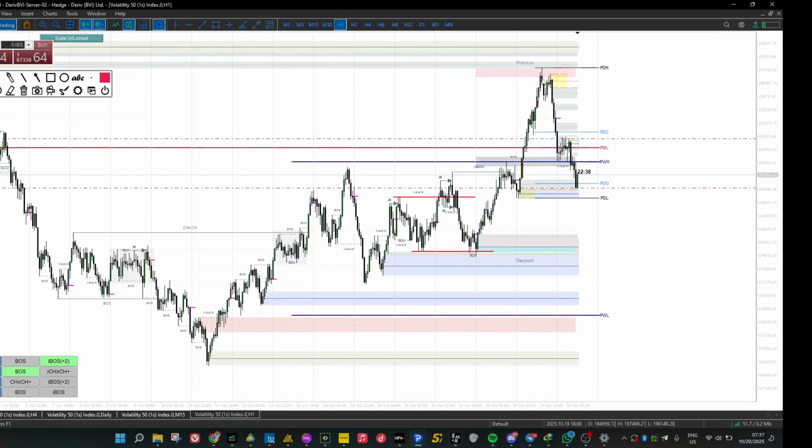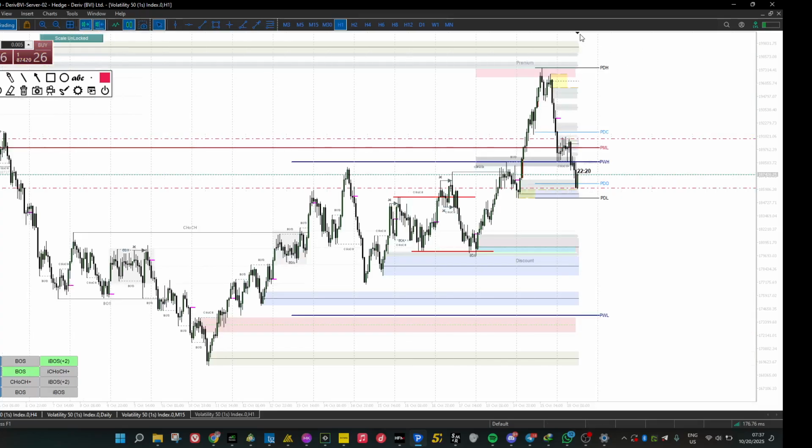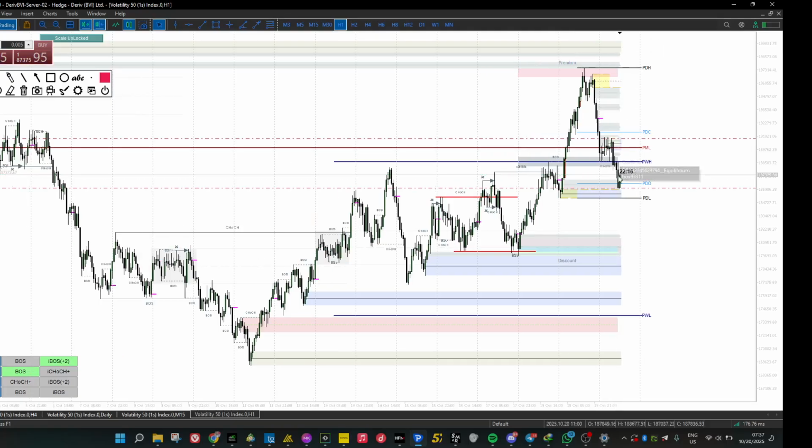Let me see if I can find what we tapped into. So it's showing me a fair value gap from the left there. Let's see if I can get this to do that. Yeah. So this is the fair value gap that we made it all the way up into, and also this little supply zone. So that is what made us pull back there, or that's what initiated the pullback.